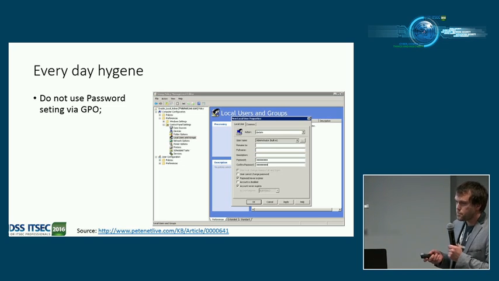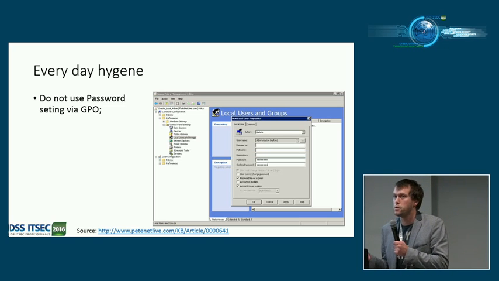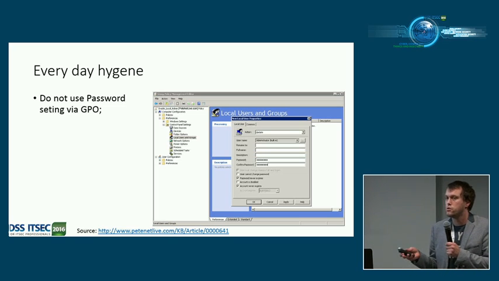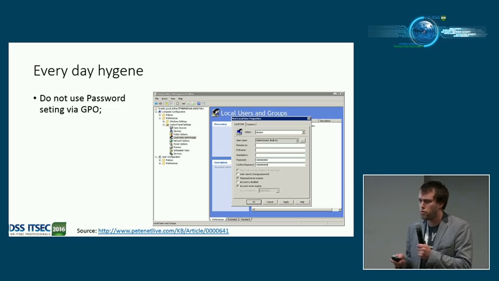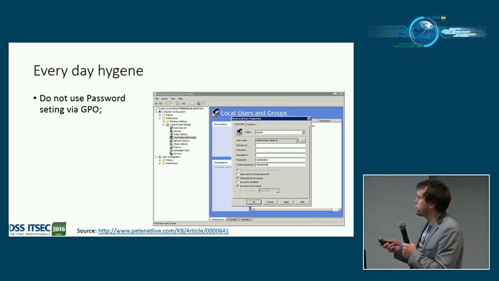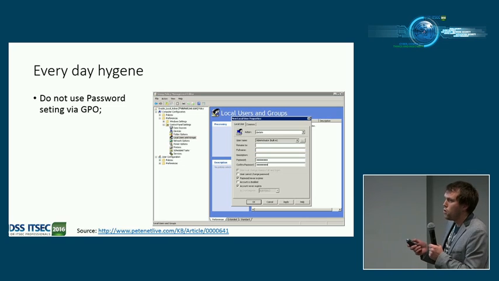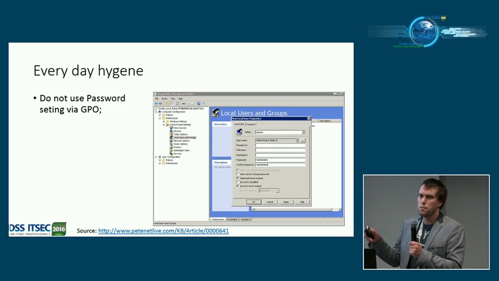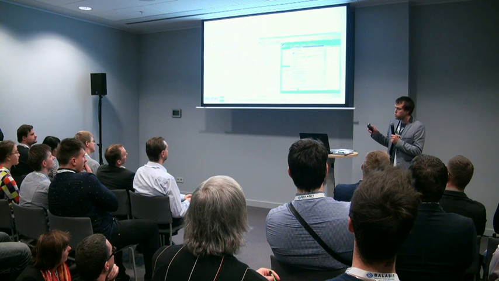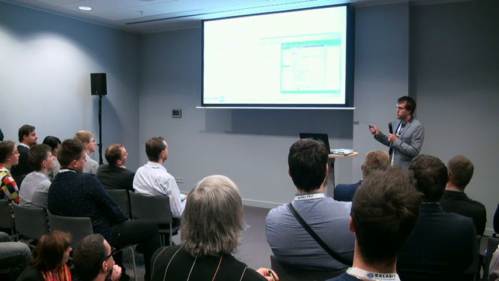So the next one, GPOs. GPOs are the typical Microsoft Active Directory part, and you could set passwords for all of the accounts on all computers in the enterprise. That sounds cool, but unfortunately, if we think about it, we can set a password in the GPO, so the computer would set up the password for all of the computers in our enterprise.